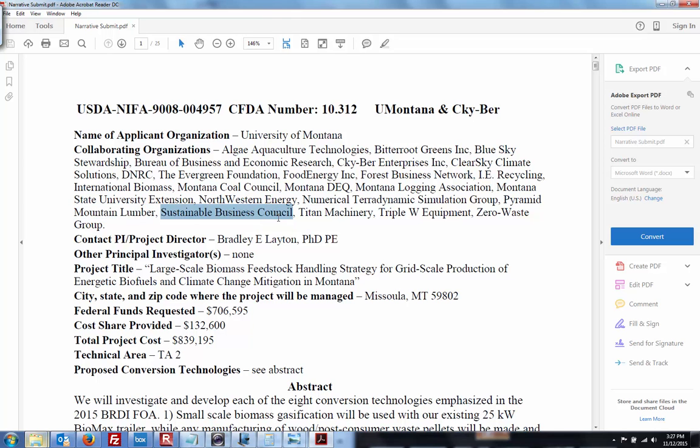Sustainable Business Council, it's a group downtown that really promotes businesses that try to hit that triple bottom line: people, prosperity, planet. Titan Machinery, these guys would be responsible for building some of the technologies. Triple W, this is the John Deere, again, sort of the tech end. And then the Zero Waste Group is a little group that I sit on here in Missoula trying to get us off the landfill and all that good stuff.